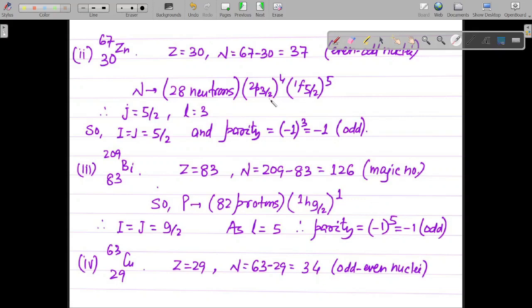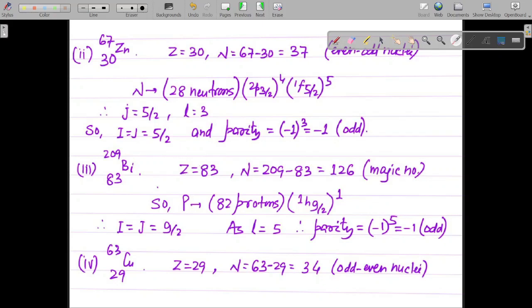Parity is (-1) to the power L, because it is an even-odd nucleus. Parity will be (-1) to the power 3, because the value of L is 3. And (-1) to the power 3 will give you -1. So whether you call the parity odd, -1, or negative, all of them mean the same thing. Now bismuth-209. In this case, you have to keep in mind the exception also.